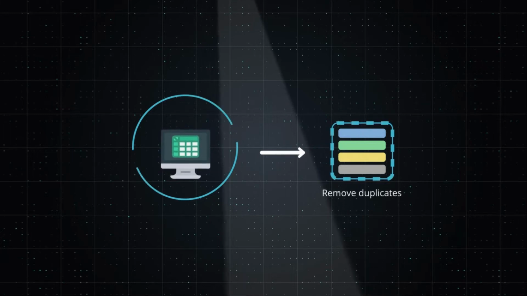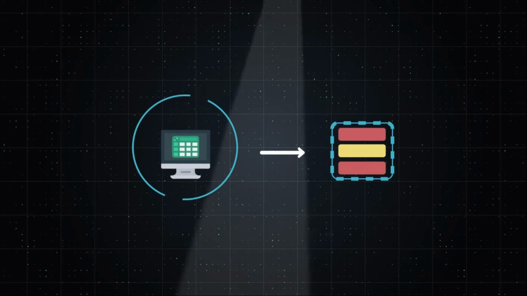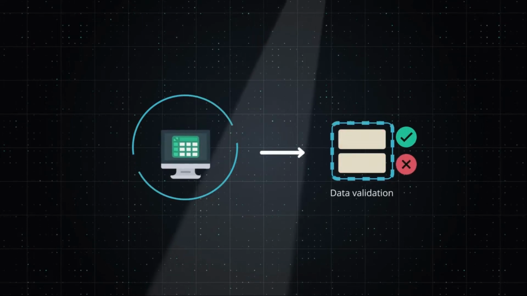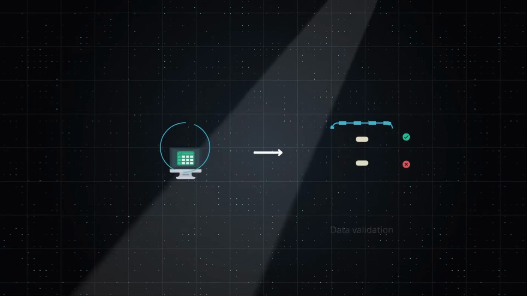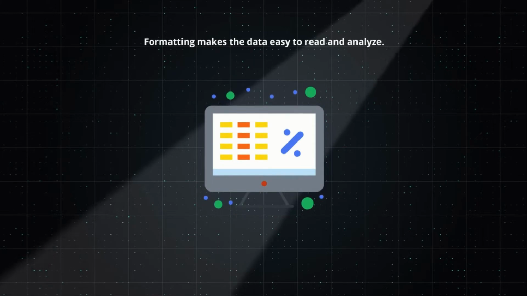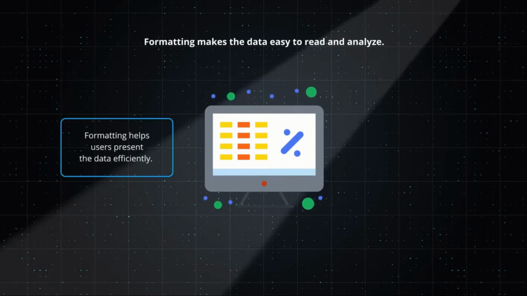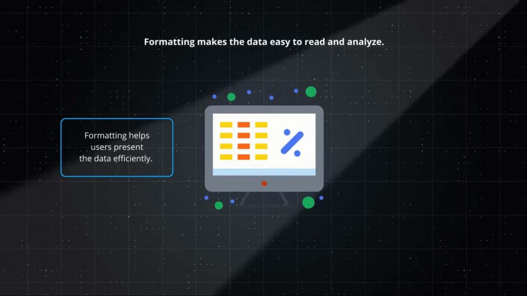While removing duplicates, we can choose single or multiple columns to check the data. Data validation, on the other hand, applies only to new data entered in the cells where rules are placed. Formatting helps format the data using different techniques, making the data easy to read and analyze. Formatting techniques apply to the worksheet to help users present data efficiently.